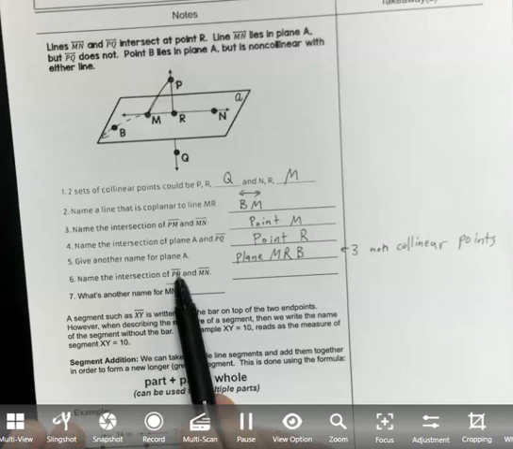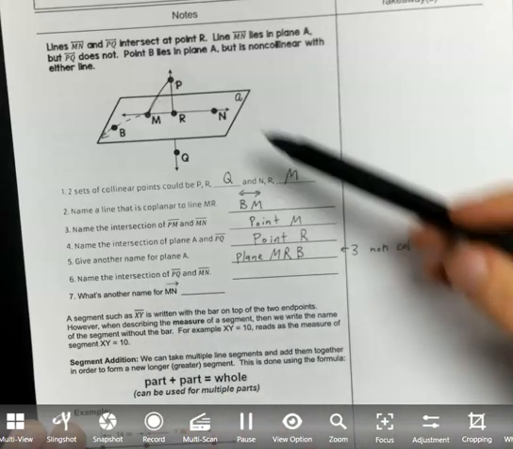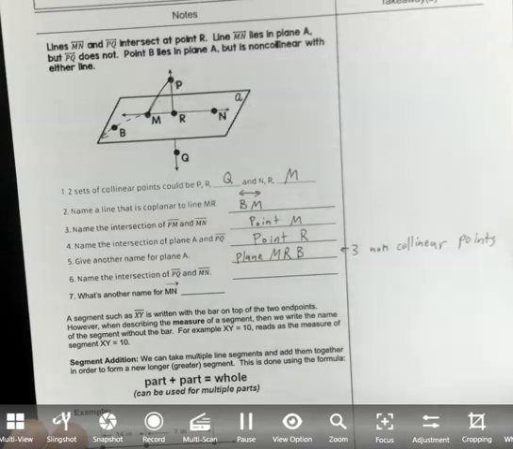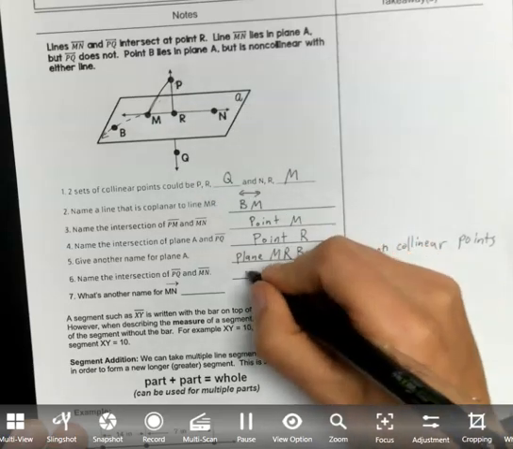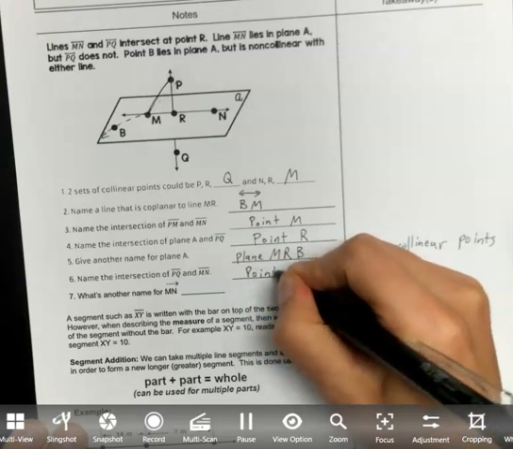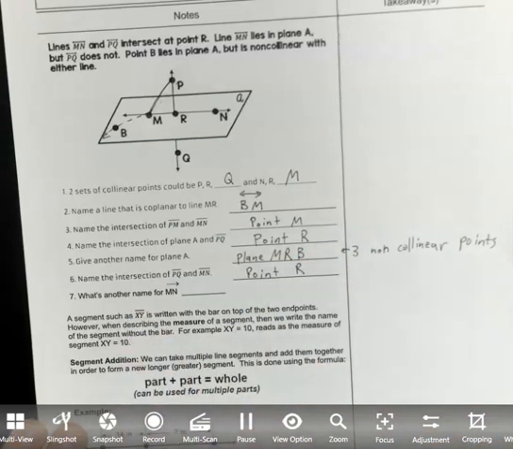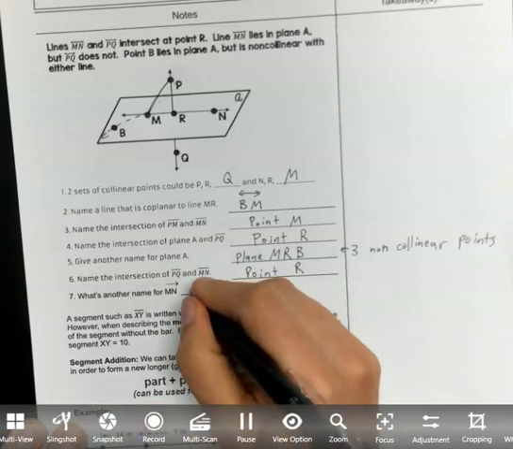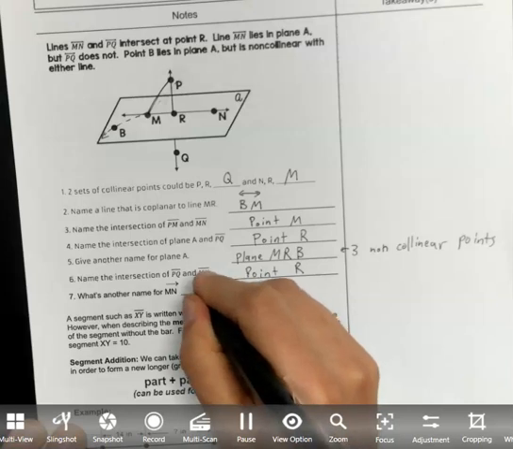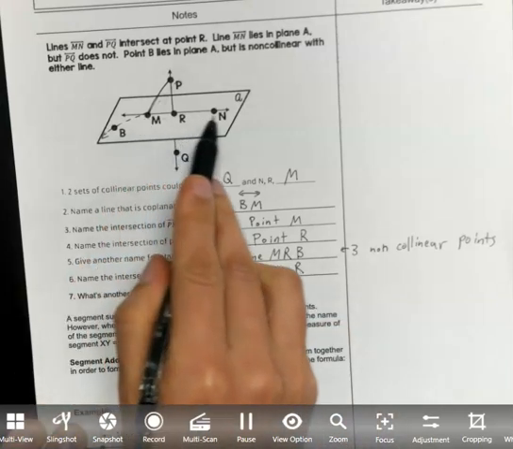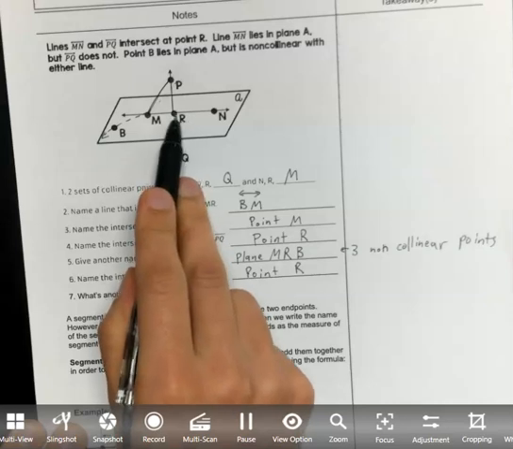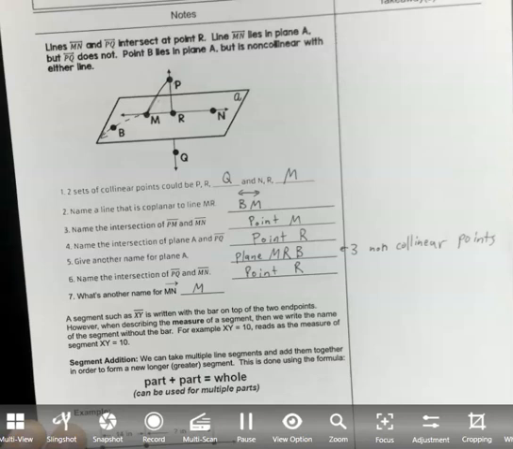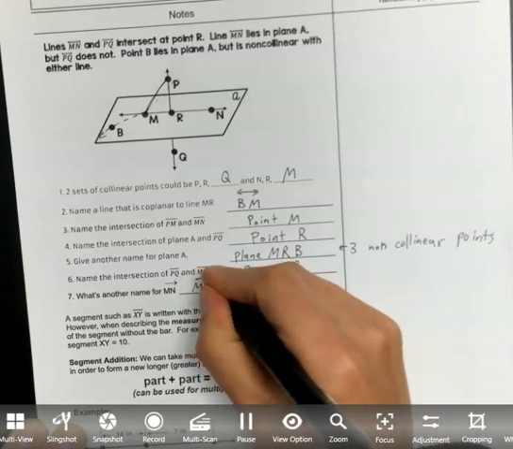Okay? Name the intersection of PQ and MN. So let's see, we have MN here, we have PQ here, they meet at point R. What's another name for ray MN? Well, ray MN starts at M and goes to infinity in the N direction. So I could also use MR, because it's going to infinity in the N direction, so I could say ray MR.